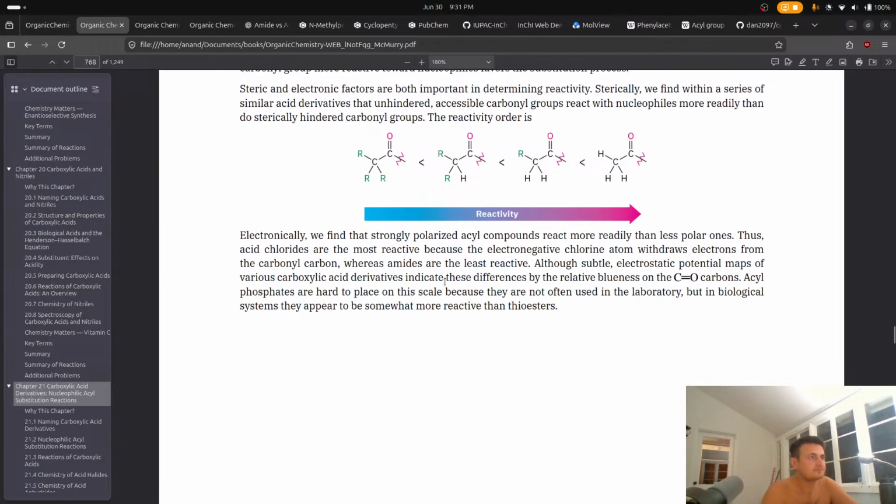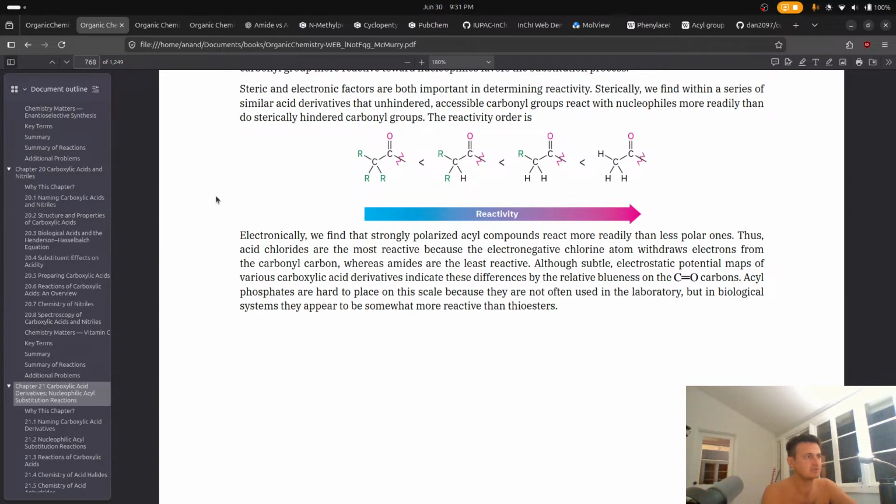And so we have a tertiary alpha carbon, a secondary alpha carbon, a primary alpha carbon, and a methyl alpha carbon. And we see that the most reactive carbonyl towards nucleophilic acyl substitution reactions is the methyl alpha carbon.